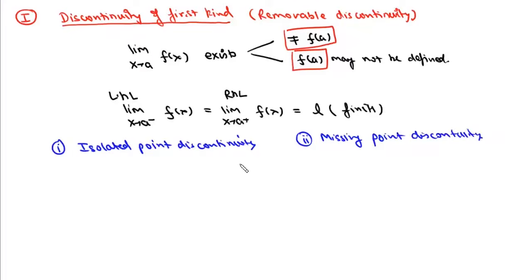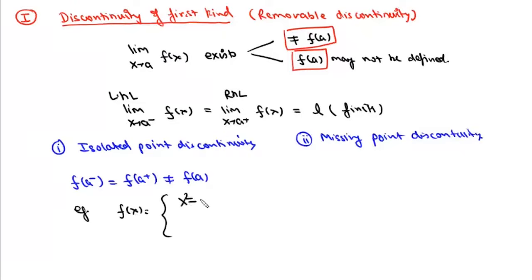Now in isolated point discontinuity, this left hand limit will be equal to this right hand limit, but it will not be equal to this function value f(a), which in this case is going to exist, but its value will be different from the value of limits. If we take an example, suppose we have a function f(x) = (x² − 4)/(x − 2) when x is unequal to 2, and this is 5 when x is equal to 2.